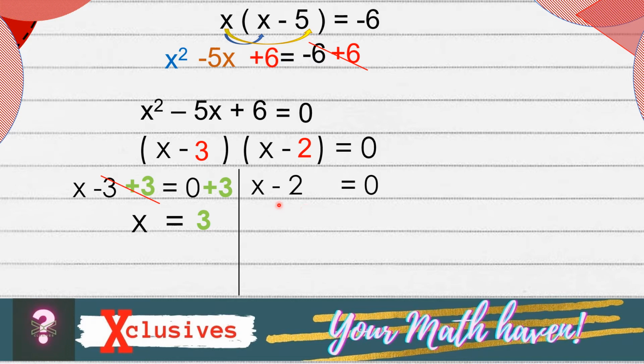Now, on x minus 2 is equal to 0, to get the value of x, we may transpose negative 2 to the other side, and to do that, we may add both sides by positive 2. So negative 2 plus positive 2, that is automatically 0. So our result is x is equal to positive 2. And our roots are 3 and 2.